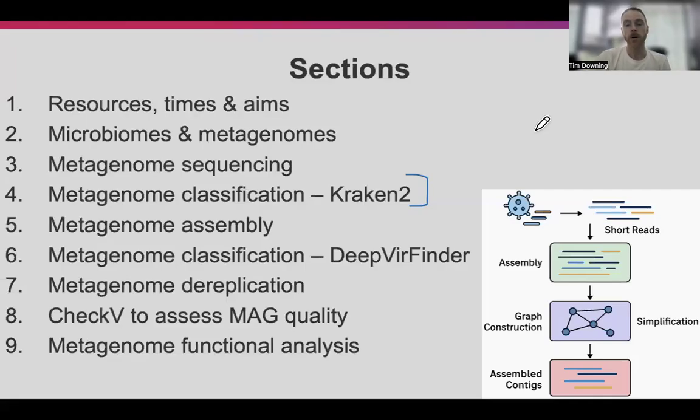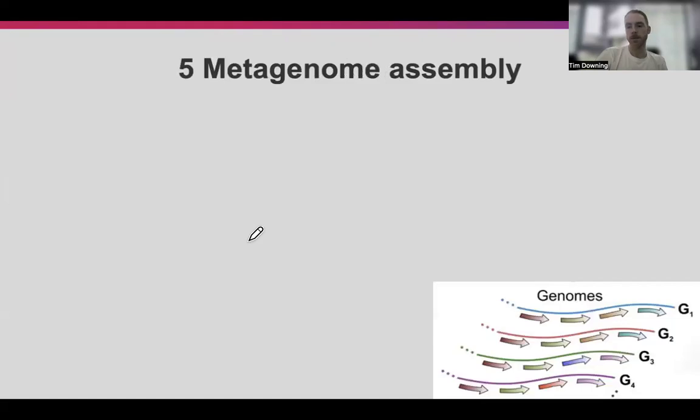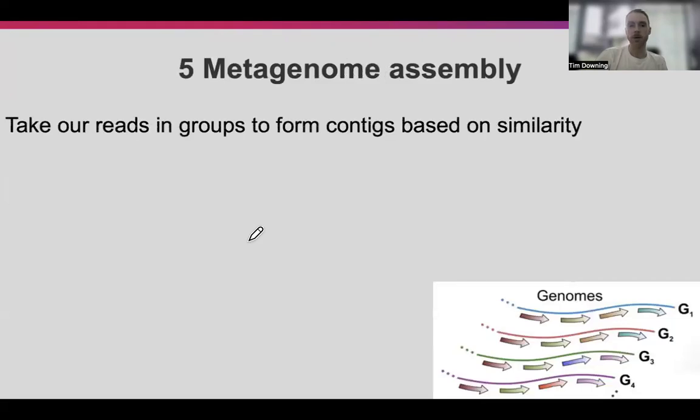Welcome to video 4 of course G08 on metagenomics. And here we're going to talk about metagenome assembly. So metagenome assembly can take different approaches, and typically we're trying to take the appropriate reads to form contigs based on their relative similarity. But if we have large mixes of reads, that can be a complex process.